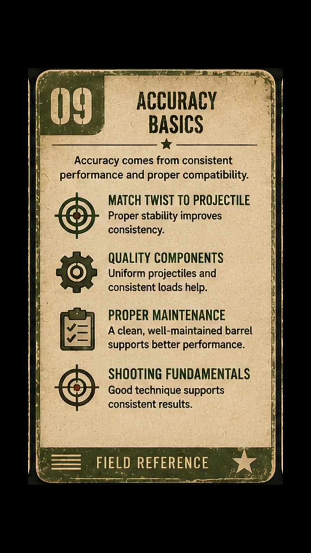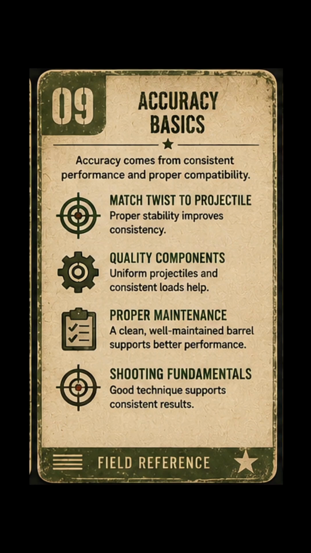Accuracy basics. Accuracy comes from consistent performance and proper compatibility. Match twist to projectile. Proper stability improves consistency. Quality components. Uniform projectiles and consistent loads help. Proper maintenance. A clean, well-maintained barrel supports better performance. Shooting fundamentals. Good technique supports consistent results.